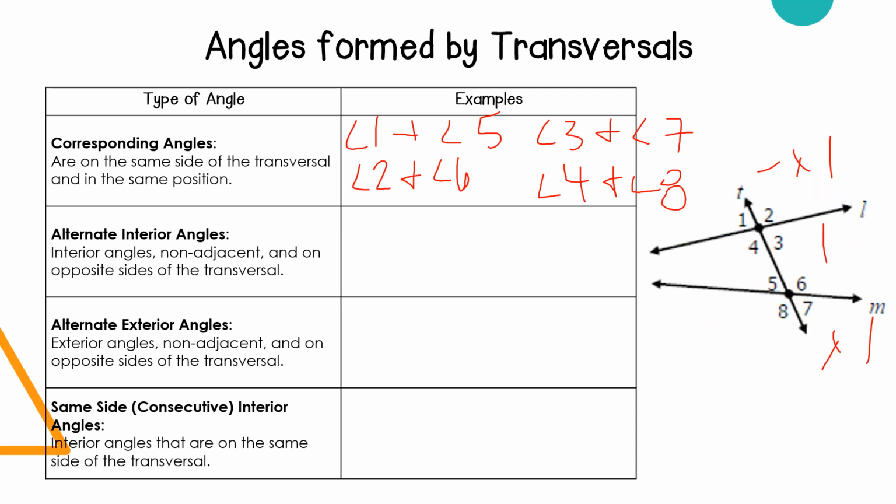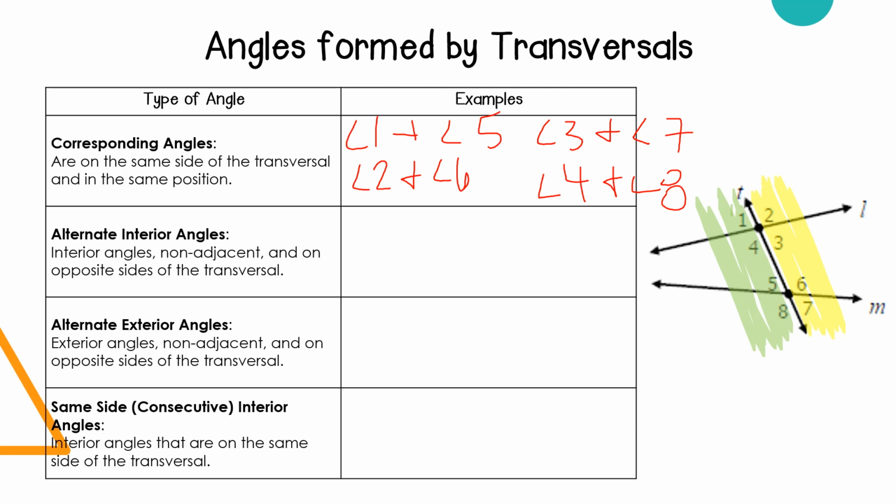So use that same picture. When they're on the same side of the transversal, that would be something like 1, 4, 5, and 8. They fall on the same side. Likewise, 2, 3, 6, 7. Those are all on the same side of the transversal. Alternate means they're on opposite sides of the transversal, like 2 and 8 or 3 and 5. So when we put those words together, alternate means different sides of the transversal.